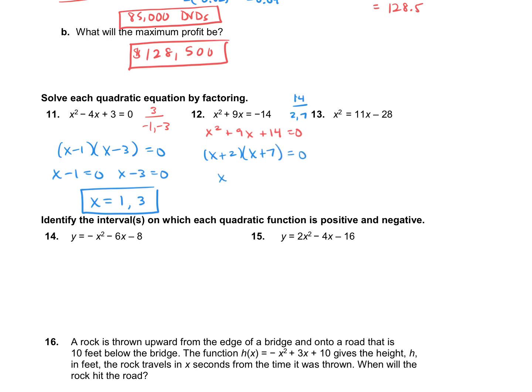Now that it's factored, we set each factor equal to 0 using our zero product property and then solve. You'll subtract 2 and get negative 2, subtract 7 and get negative 7.